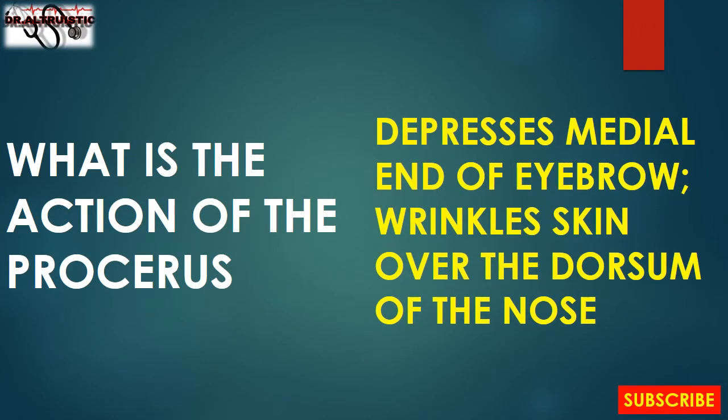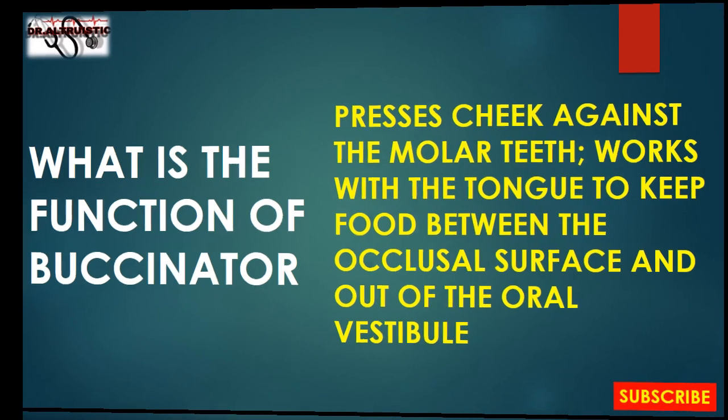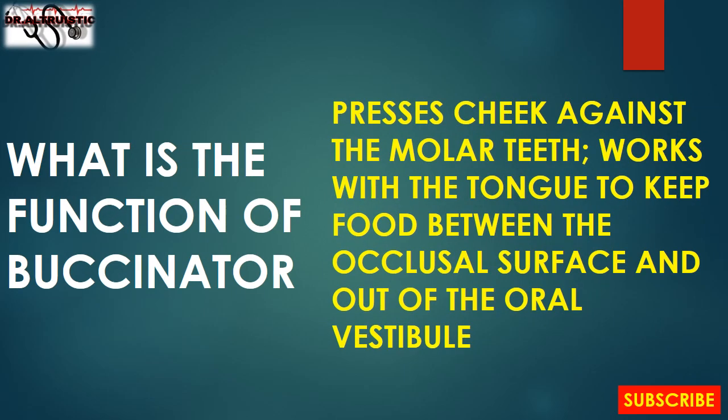What is the action of the procerus? Depresses medial end of eyebrow, wrinkles skin over the dorsum of the nose. What is the action of the nasalis? Works with procerus and levator labii superioris alaeque nasi. What is the function of buccinator? Presses cheek against the molar teeth, works with the tongue to keep food between the occlusal surfaces and out of the oral vestibule.